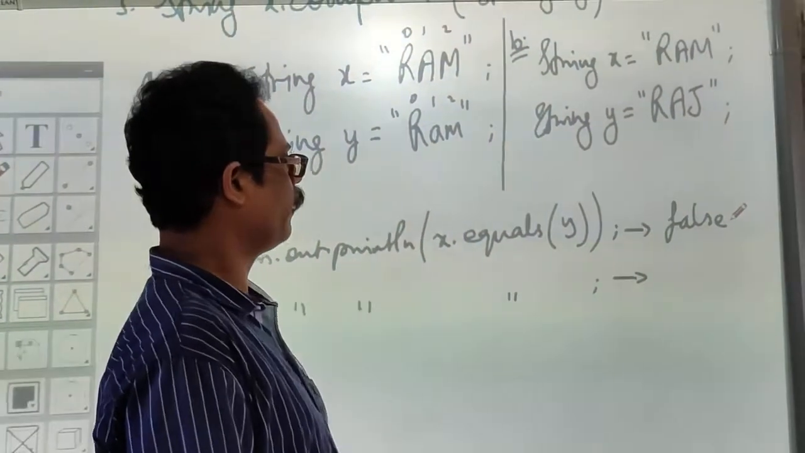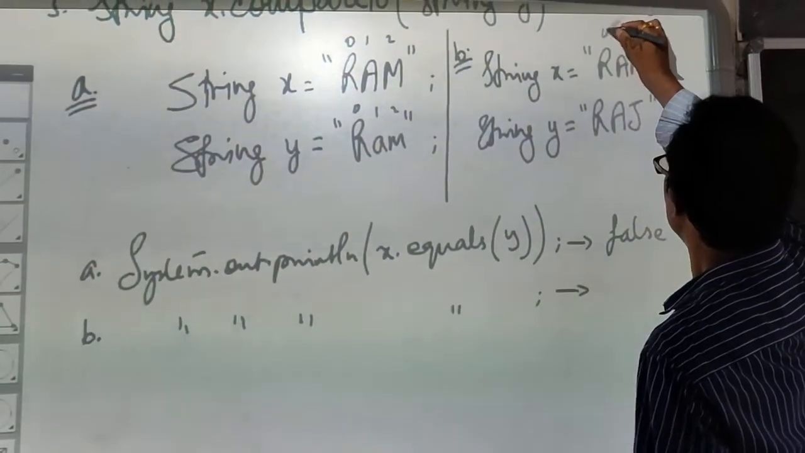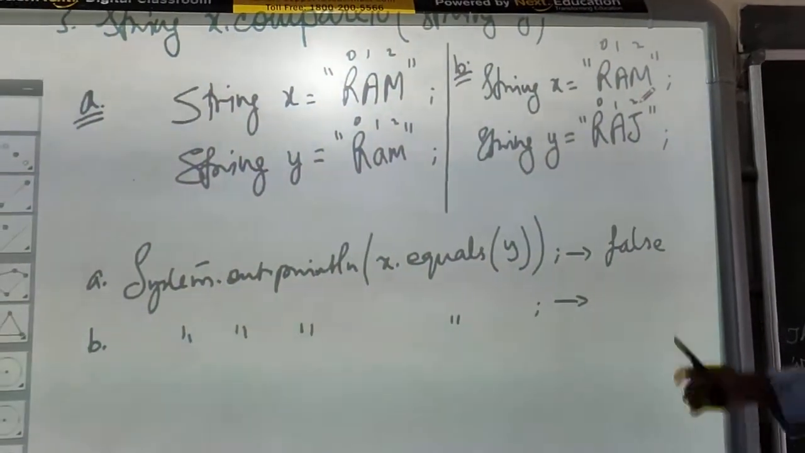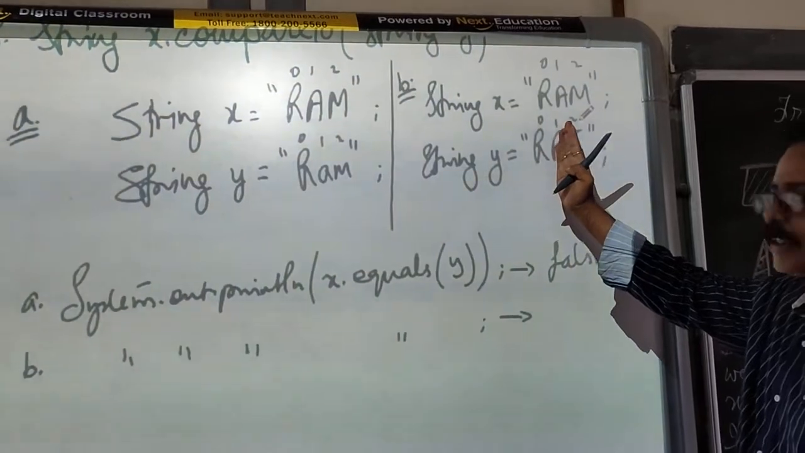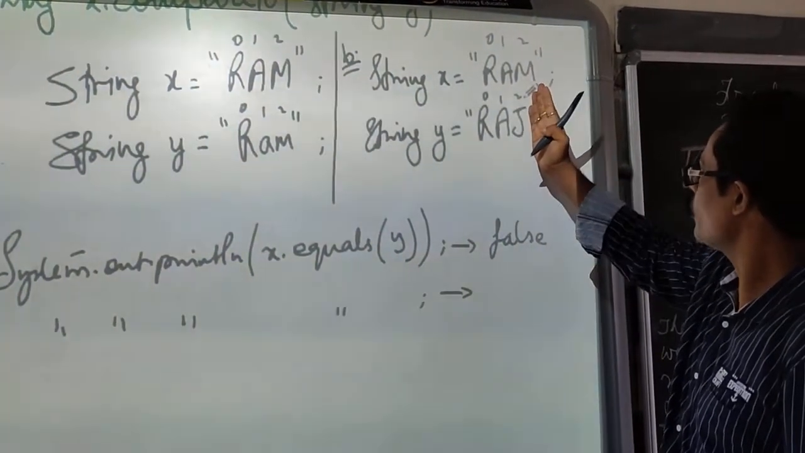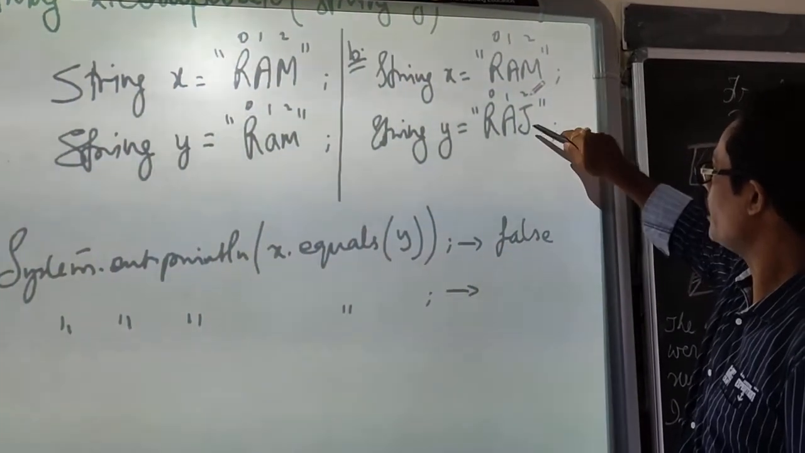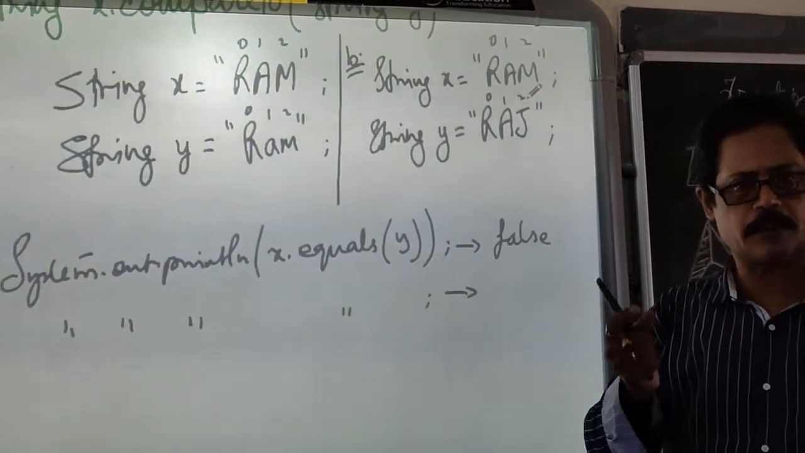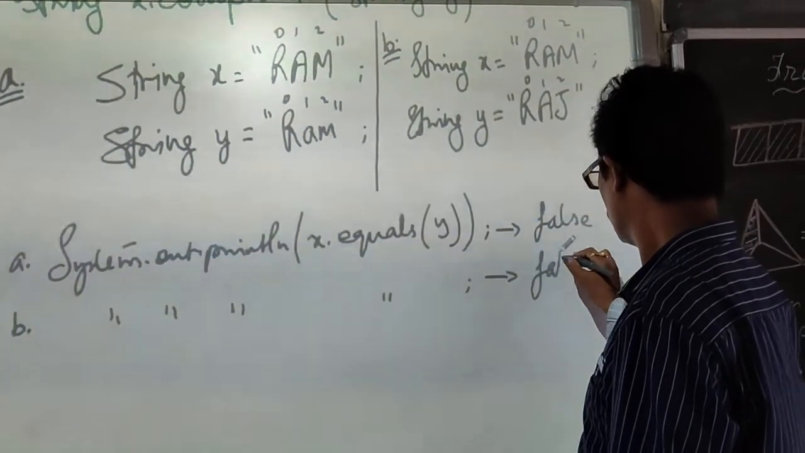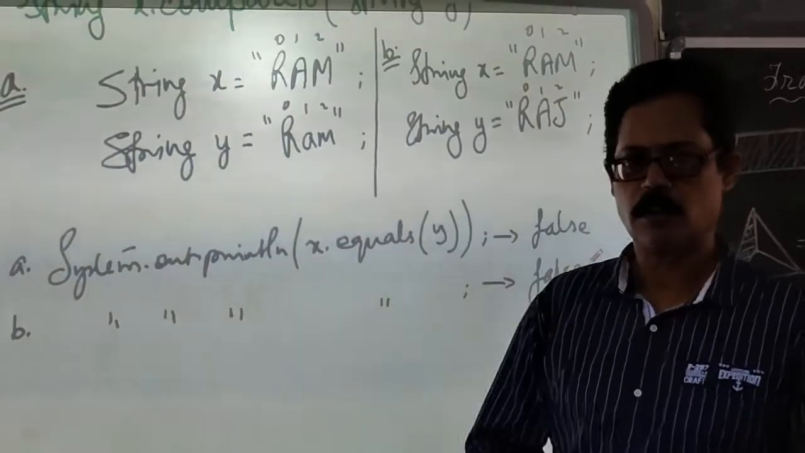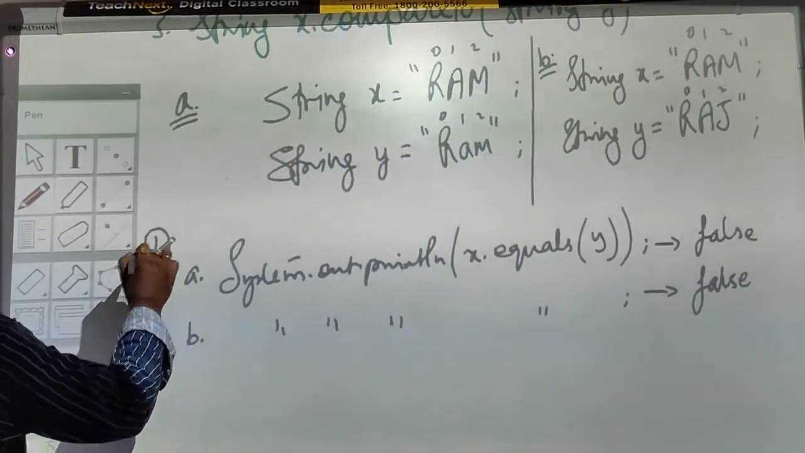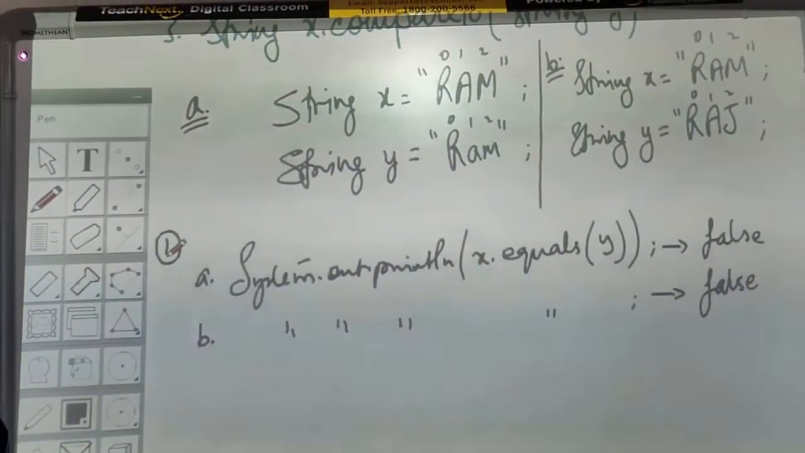In case of B, again we have index elements 0, 1 and 2. The 0 index elements are compared, they both are same. The 1 index elements are compared, they both are same. When it comes to the last part, here it is capital M, but here it is capital J. So there are two different characters. As a result, since there is a difference, it will write false. So this is in case of the first one, that is the equals function.